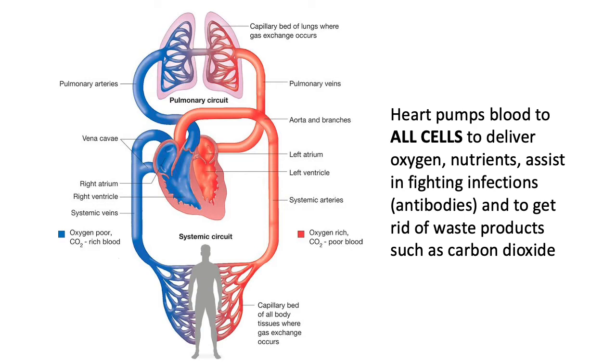And so the circulatory system, again, is a network of the heart and veins and arteries, and blood is pumped to all of the cells to carry oxygen, nutrients, and assist in fighting infections, and to get rid of waste products such as carbon dioxide.